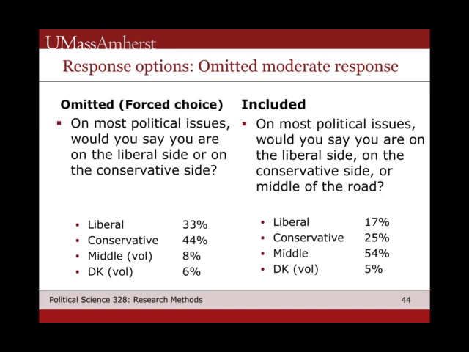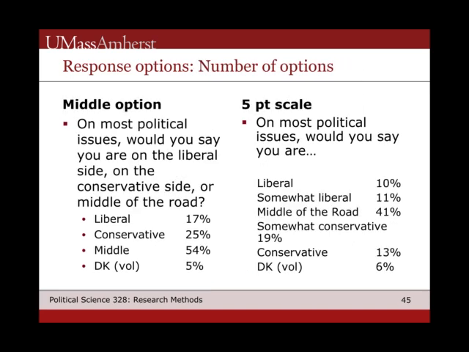The same with offering don't knows. It can have a big effect. If you offer people don't know, they're more likely to take it than if you don't offer it. They're less likely to just volunteer it. Same issue with response options. On a 5-point scale, there aren't as many people choosing middle of the road as there are if you're asked liberal, conservative, middle of the road. 54% choose it, but that goes down to 41% when given the choice of somewhat liberal or somewhat conservative.